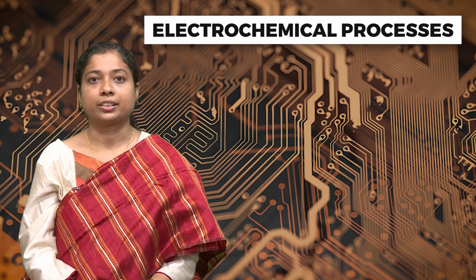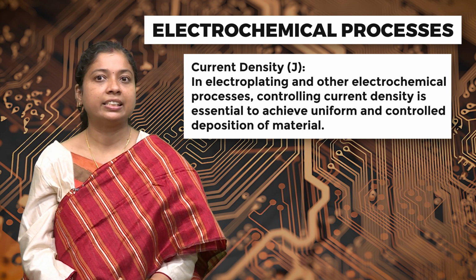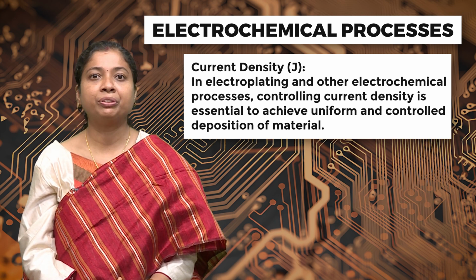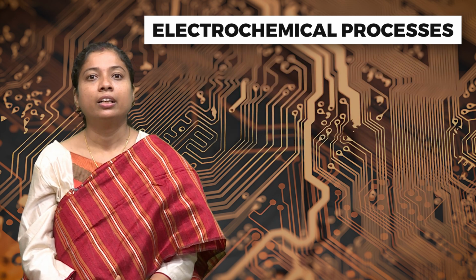The third one is the electrochemical process. In electroplating and other electrochemical processes, controlling the current density is essential to achieve uniform and controlled deposition of the material.